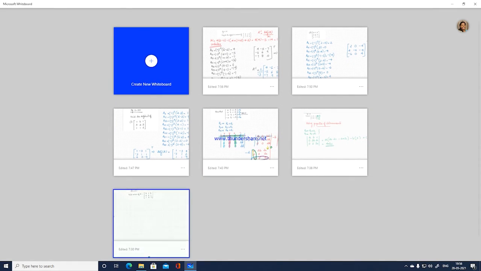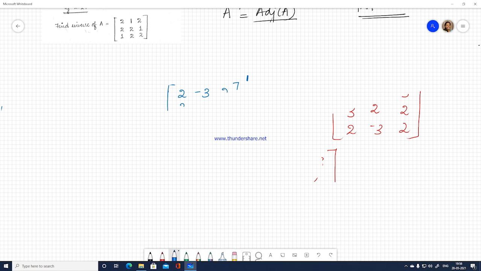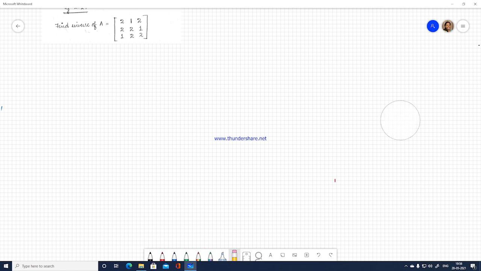Now one more question. It asks you to find the inverse of that particular matrix. So in order to find the inverse, first thing you have to write is adjoint of A by determinant of A. So let's find the determinant.